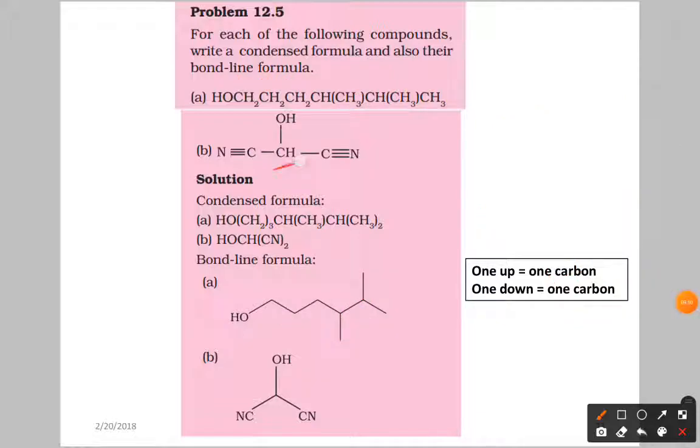Next, for this bond line formula we have this carbon atom. After that one CN, one cyanide group. Here we have two CN groups and one OH group. So these are the bond line representations of these two molecules.